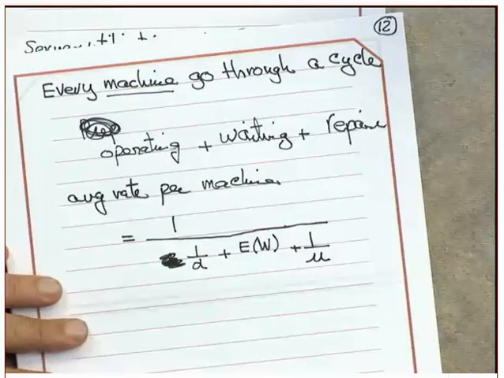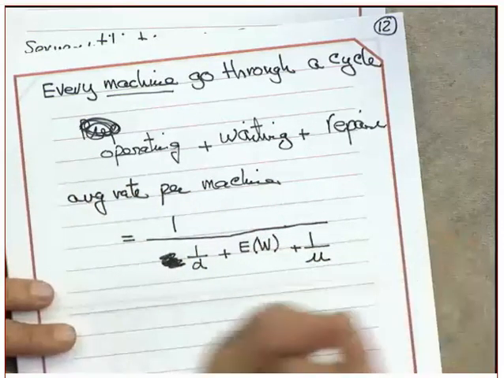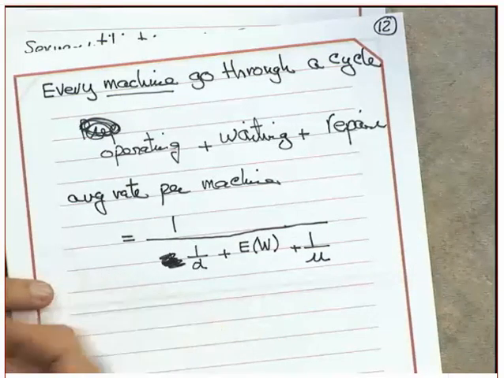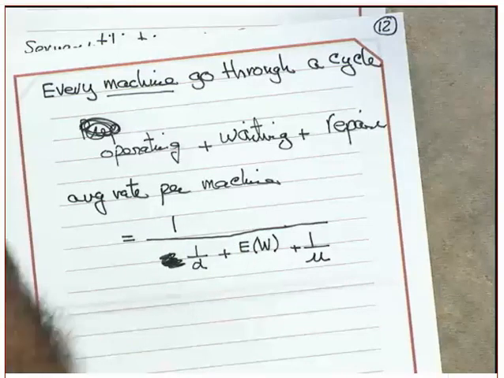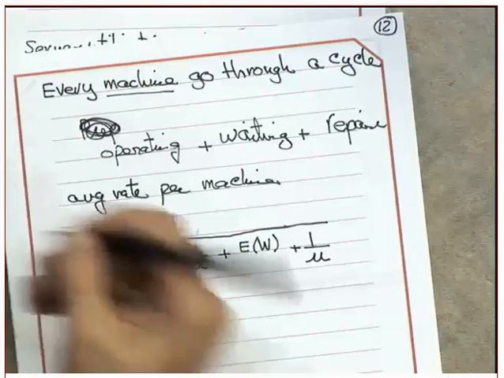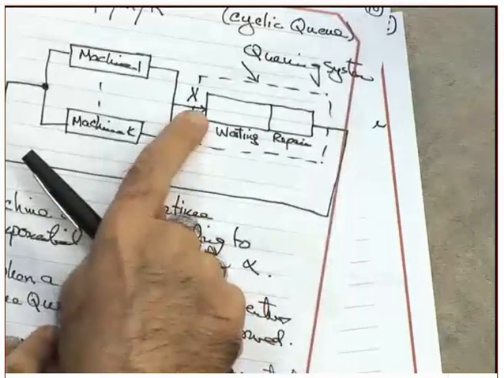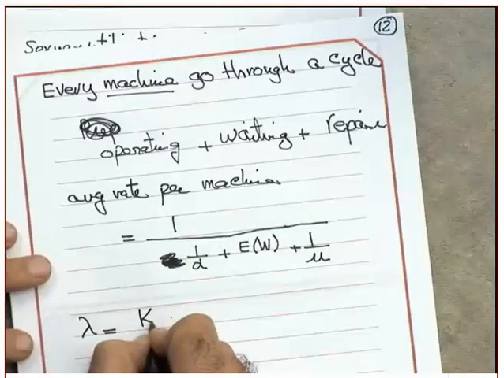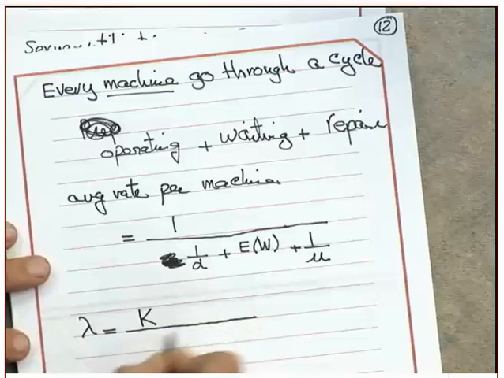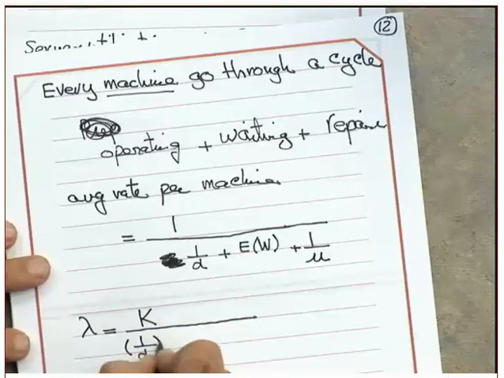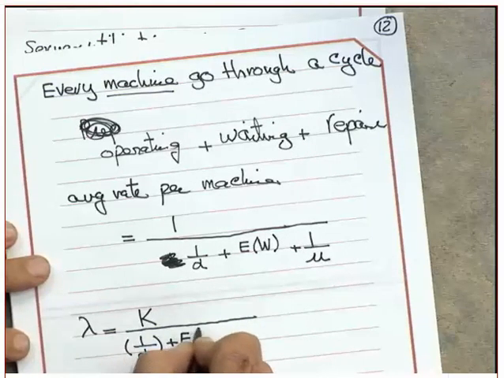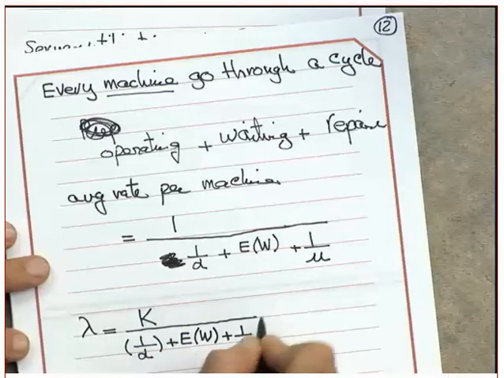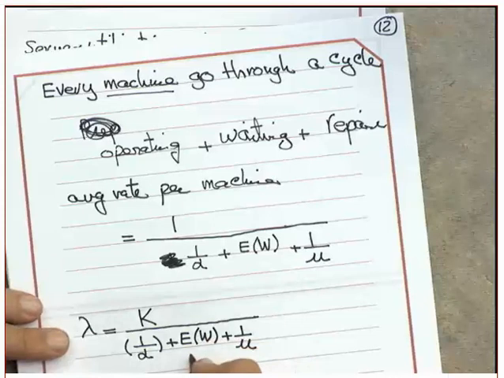Everything is averages, per machine. How many machines do we have? K machines. So what is the aggregate rate of those K machines, which is the lambda? Lambda is equal to K over 1 over alpha plus E of W plus 1 over mu. By the way, what is this?